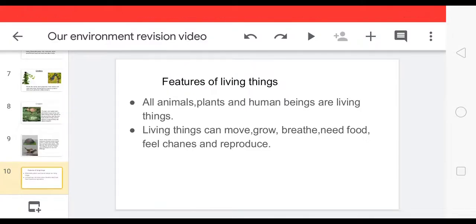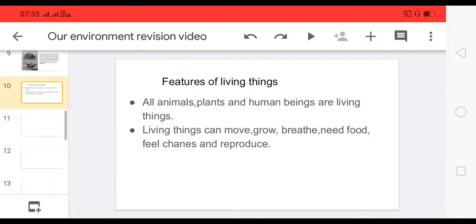Living things can move, living things grow, living things breathe, living things need food, living things feel changes, and living things reproduce.